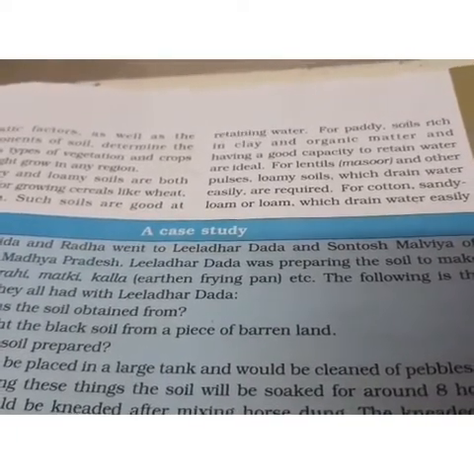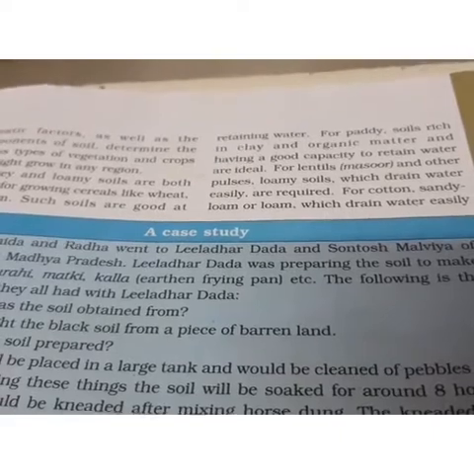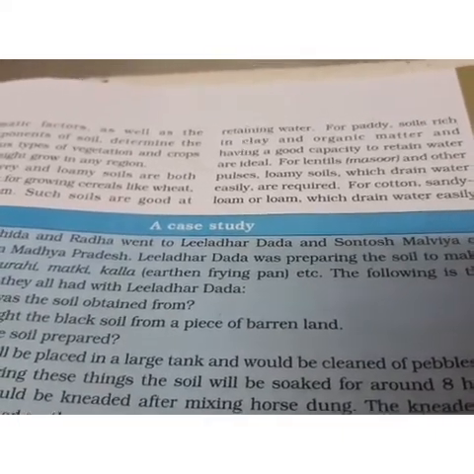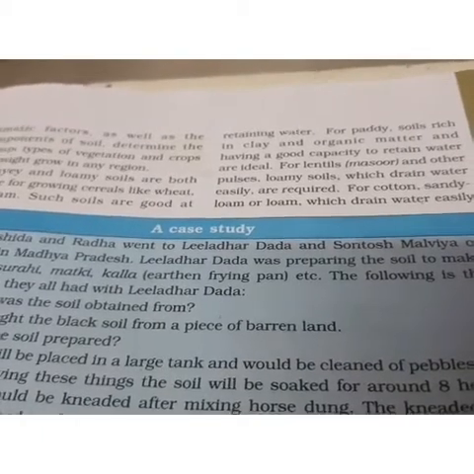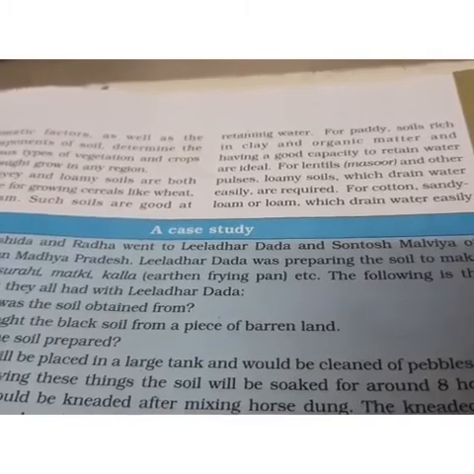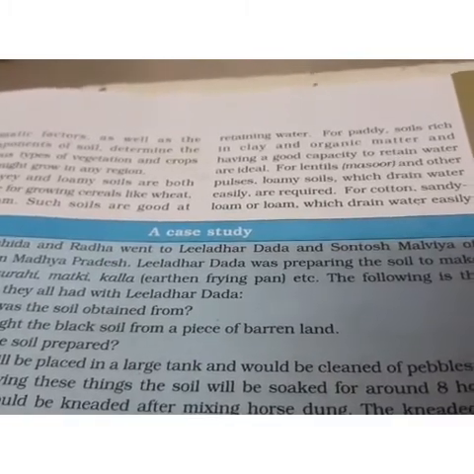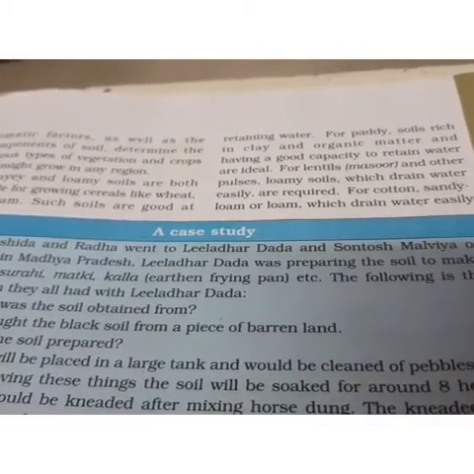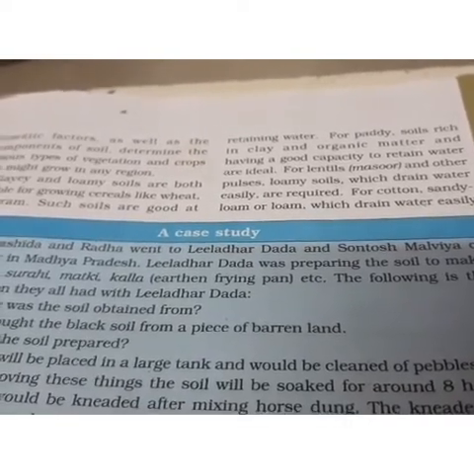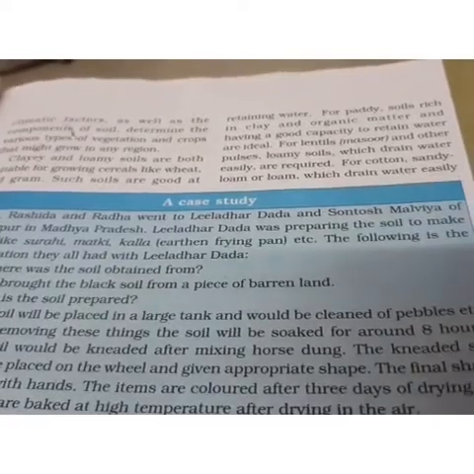For cotton, sandy loam or loam which can drain water easily. For growing the cotton, we need sandy soil, sandy loam or loam soil which can drain out water easily. Means too much water is not required for growing the cotton crops, so sandy soil is suitable for growing the cotton crop. अगर ज़्यादा पानी होगा तो भी हमारा पेड़ अच्छे से ग्रो नहीं करेगा.